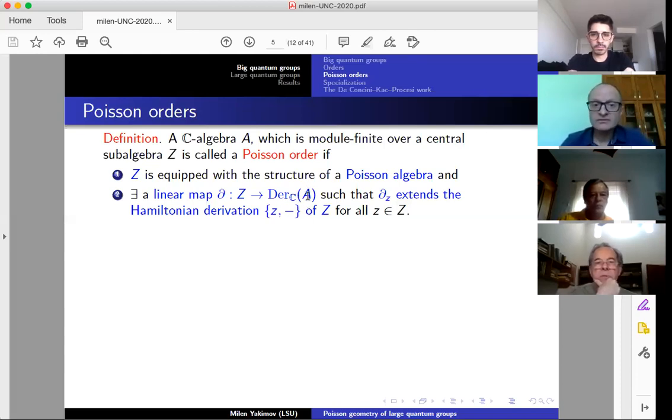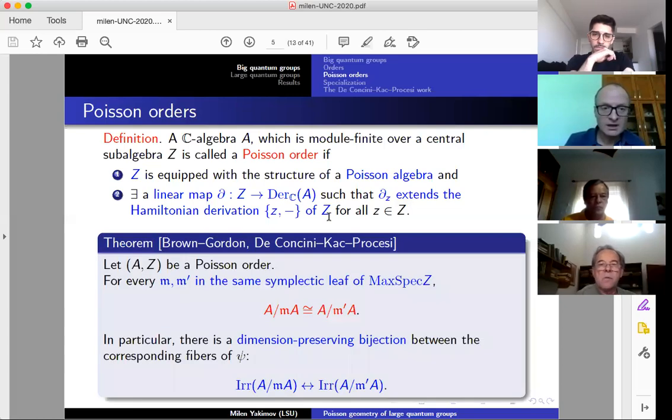So it's a kind of datum that on the one side is semi-classical, in the sense that it's in terms of Hamiltonian derivations of Z. But on the other side, it's quantum because it links derivations of A to the semi-classical structure Z. And the big theorem of De Concini-Kac-Procesi, which was axiomatized in this setting by Brown and Gordon, is the following.